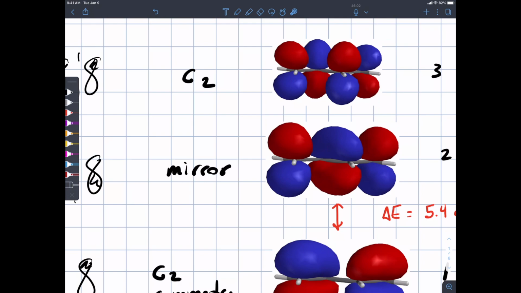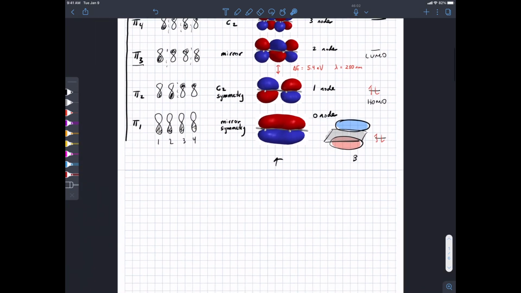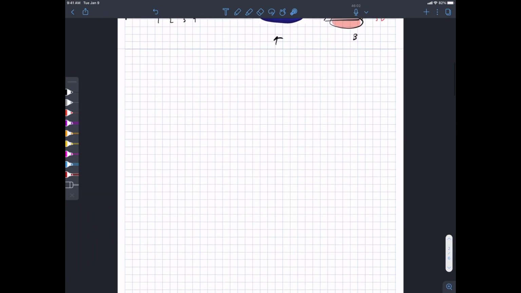Anyway. So now we're going to talk about a particular reaction involving dienes, and in particular 1,3-dienes. That is dienes that involve conjugated double bonds.